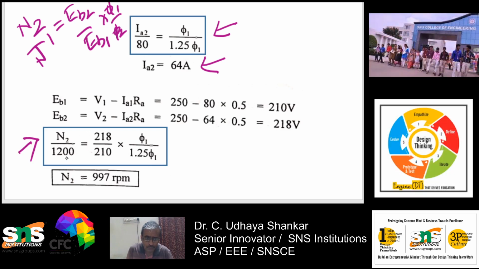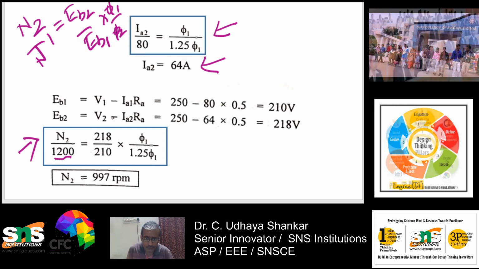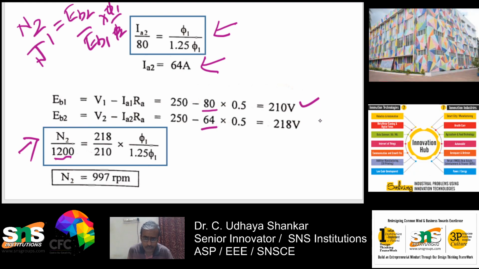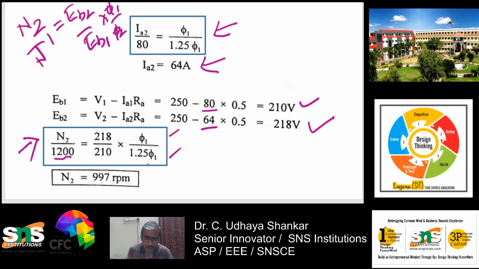N1 is already given as 1200 RPM, and EB2 you want to find. You have found IA2 as 64 amps, whereas IA1 is given as 80 amps. Now you have calculated EB1 as 210 volts and EB2 as 218 volts. You just substitute here, and phi 1 is given, and phi 2 is 1.25 into phi 1.